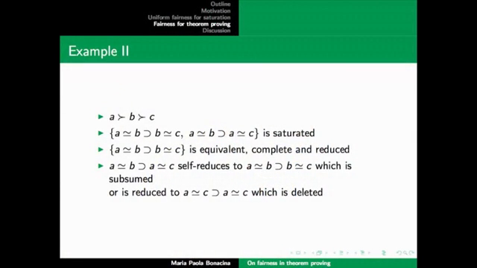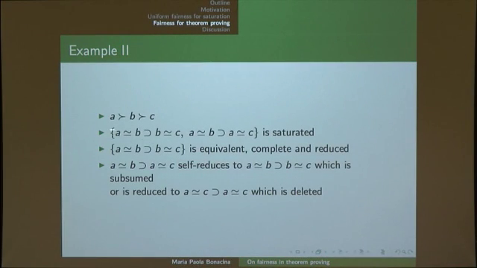For another example, say we have A greater than B, A greater than C. This set, A equal B implies B equals C, A equal B implies A equals C, is saturated. The set with only A equal B implies B equals C is equivalent. It is the same theory. It is complete but not saturated. You see that it is smaller. It doesn't have A equal B implies A equals C. And it is reduced. Why? Why can we get rid of A equal B implies A equals C?